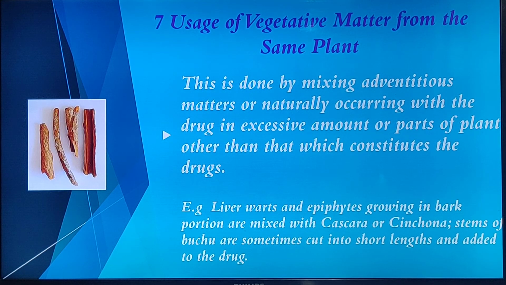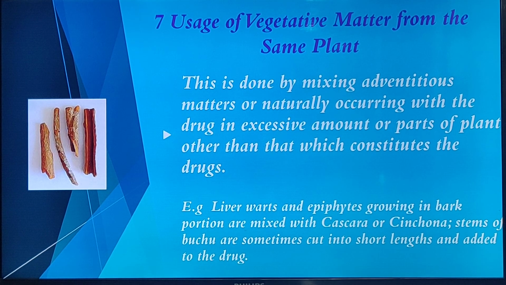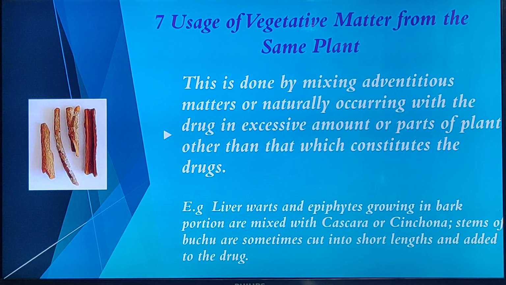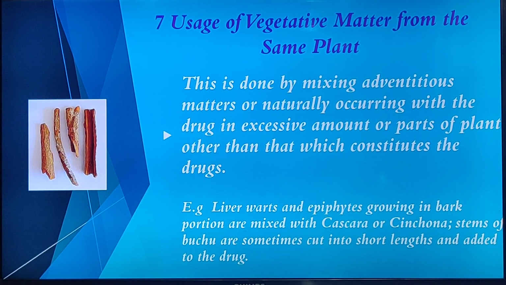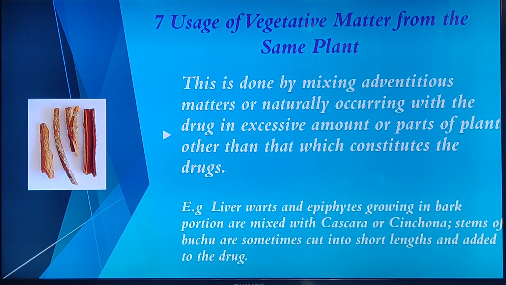Seventh one is usage of vegetative matter from the same plant. This is done by mixing adventitious matters, or naturally occurring matter, with the drug in excessive amount, or parts of the plant other than that which constitutes the drug. For example, liverworts and epiphytes growing on the bark portion are mixed with cascara or cinchona. Another example, stems of buchu are sometimes cut into short lengths and added to the drug.